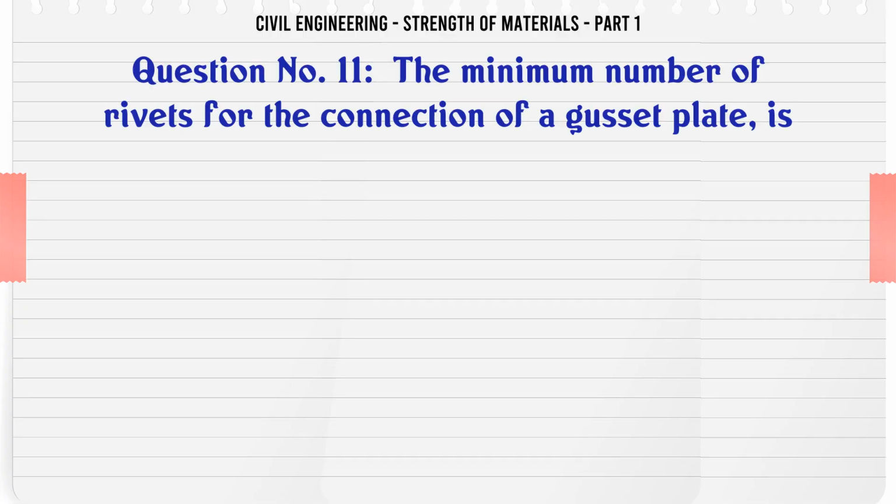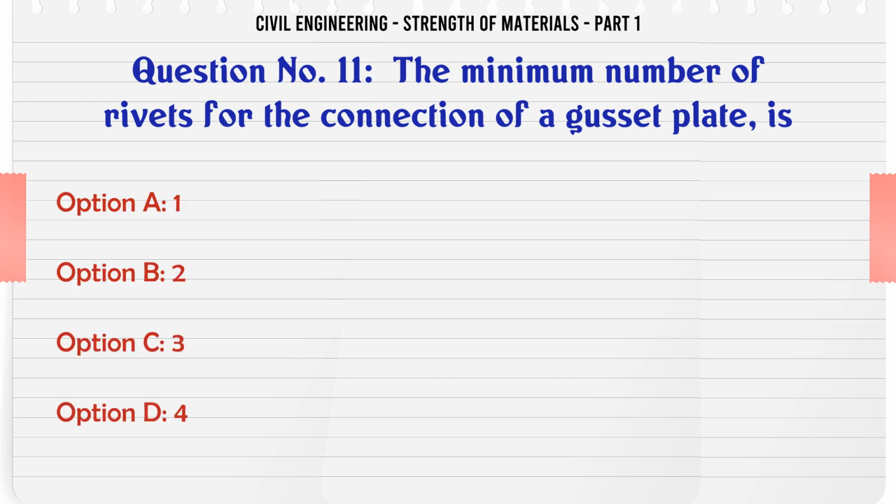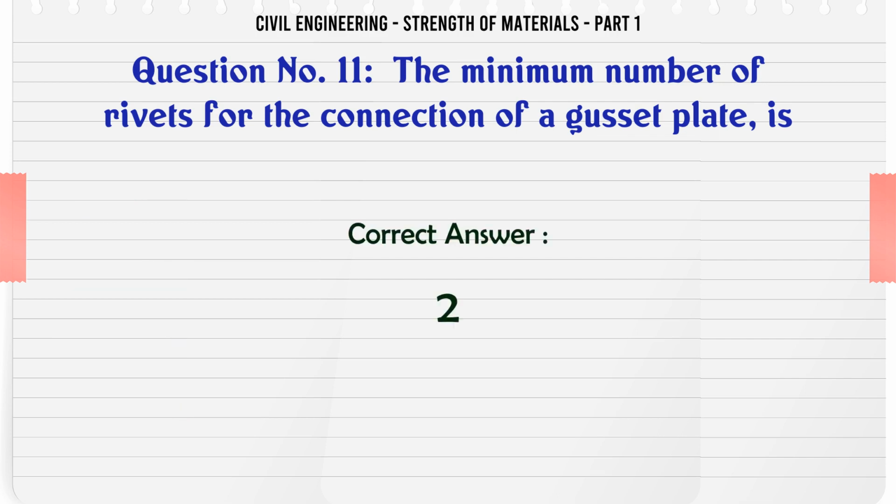The minimum number of rivets for the connection of a gusset plate is: (a) 1, (b) 2, (c) 3, (d) 4. The correct answer is 2.